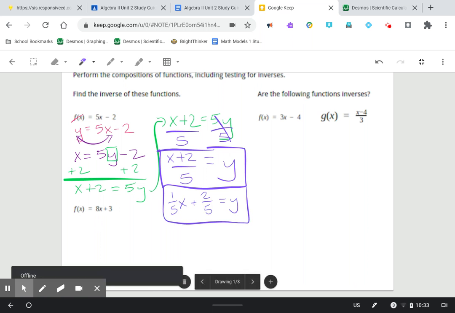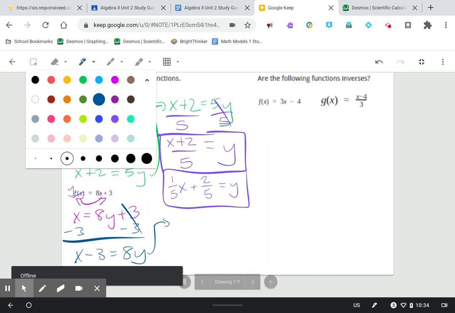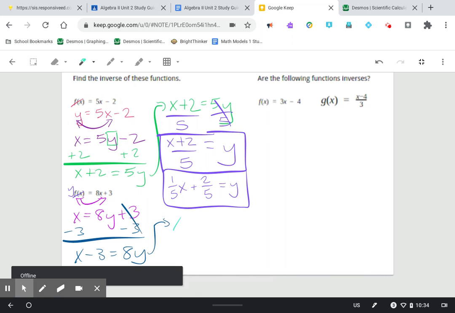Looking at the next one, very similar process. We know this is a y. So we're going to switch x and y. We're going to get x equals 8y plus 3. And then we're going to begin solving. We'll do it by subtracting 3 from both sides. That gives me x minus 3 equals 8y. We're going to go ahead and bring that up here. And then we just continue solving.